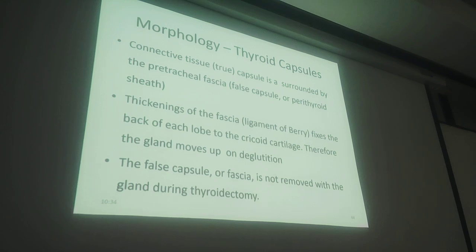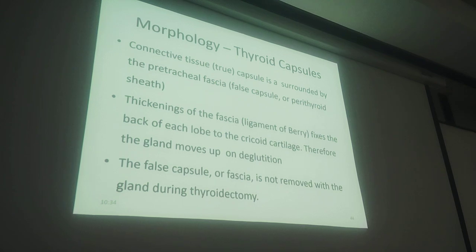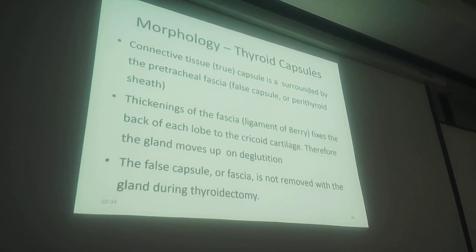In prostate, because the venous plexus lies between the true capsule and the fascia, you have to remove both of them together. So the blood vessel between them is also removed. You don't try to separate the true capsule from the fascia covering prostate, but you leave behind the false capsule in thyroid gland.